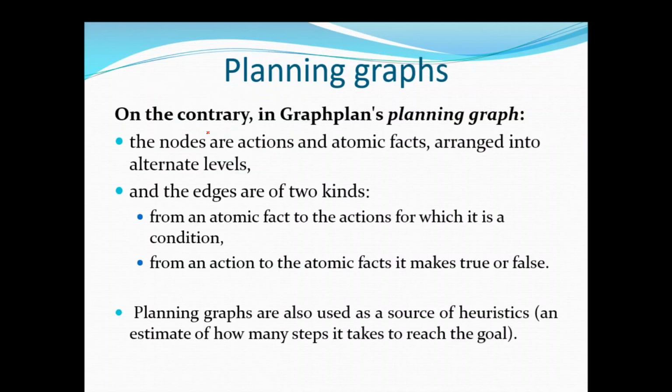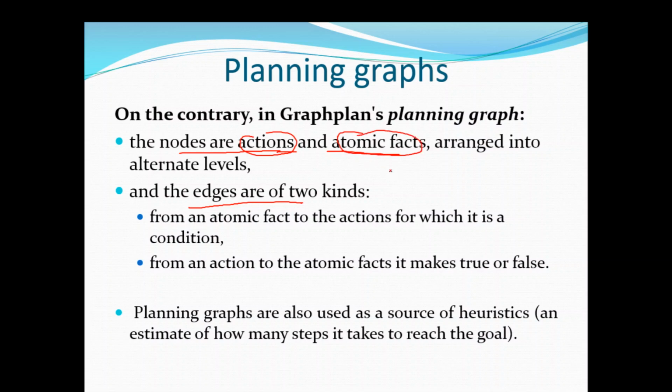But in planning graphs, the nodes are actions and atomic facts. Nodes are not states. Nodes can be either an action or an atomic fact. And what is an edge? There are two types of edges available.